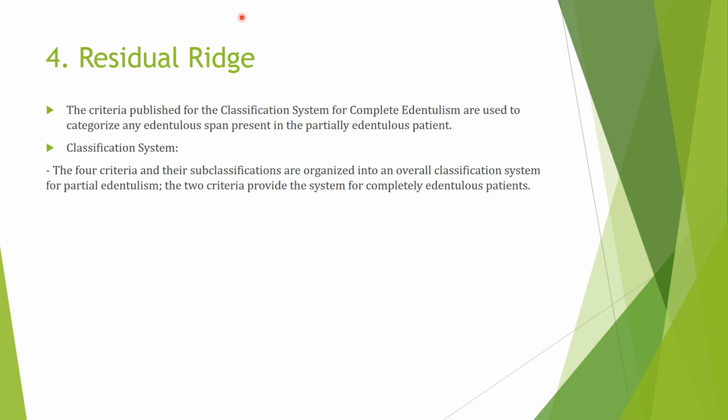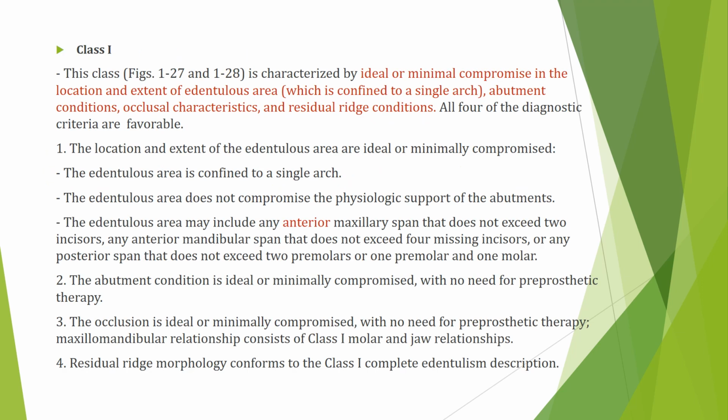Coming to residual ridges, we are going to classify into class 1, class 2, class 3, and class 4. This classification system for completely edentulous patients is used to categorize edentulous spans present in partially edentulous patients. The classification system has divided itself into 4 types. So that's class 1, class 2, and class 3.